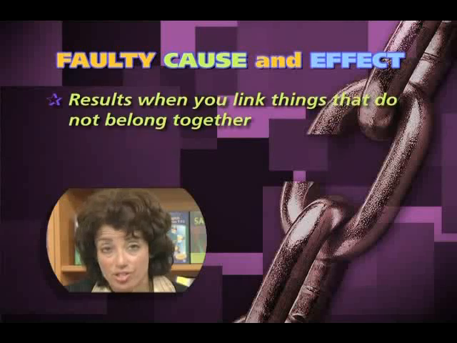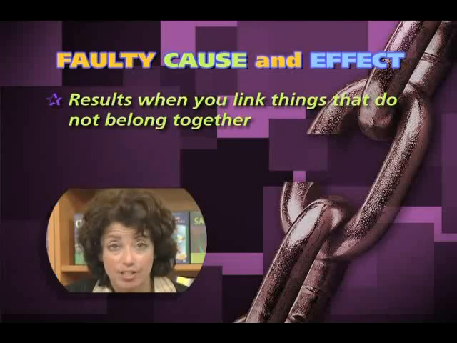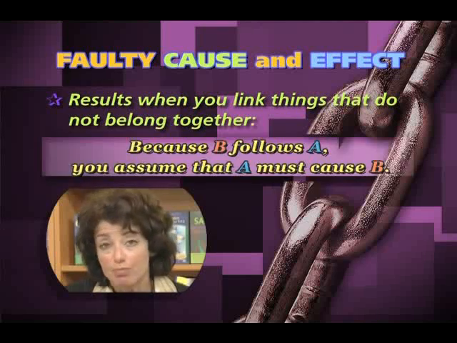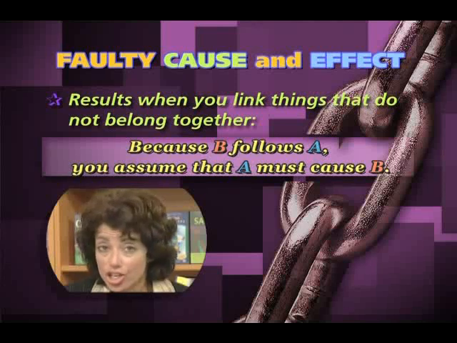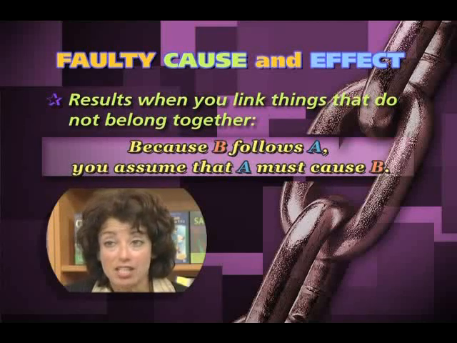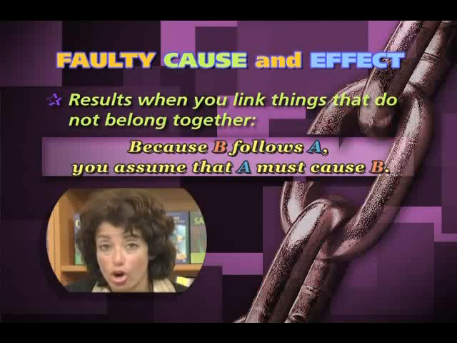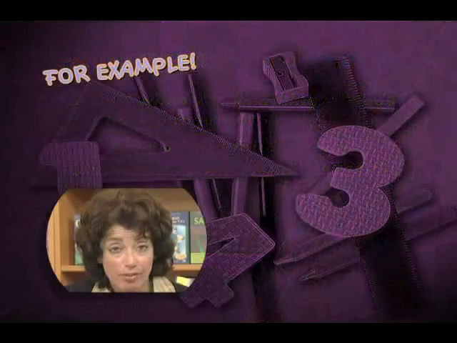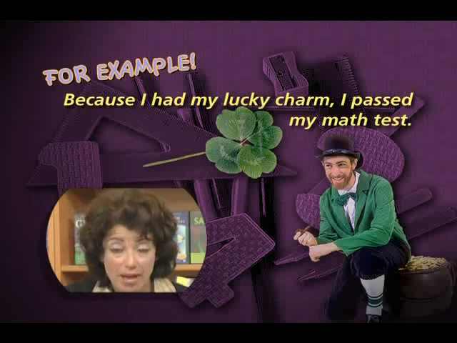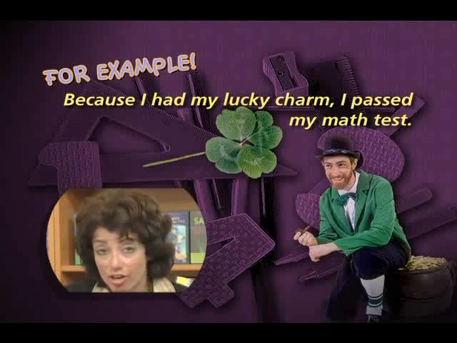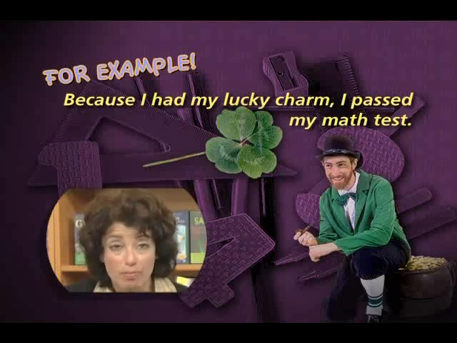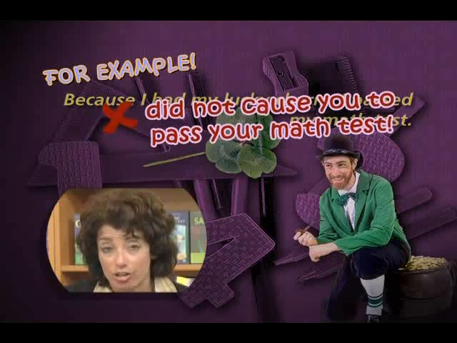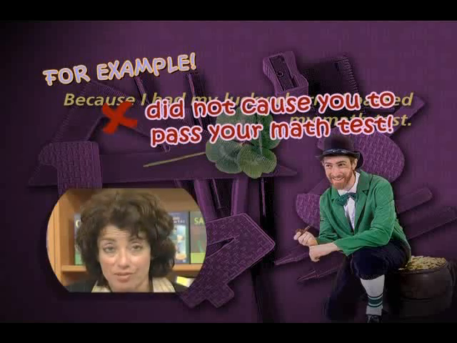Faulty cause and effect results when you link things that do not belong together. Because B follows A, you assume that A must cause B. Just because two events are related does not necessarily mean that one causes the other. For example, because I had my lucky charm, I passed my math test. Well, no, you probably passed your math test because you studied hard, because you understand the material, you went for extra help, you have a very good teacher, you read the book. Having your lucky charm did not cause you to pass your math test.